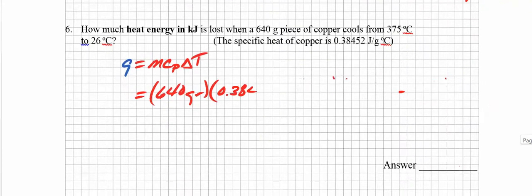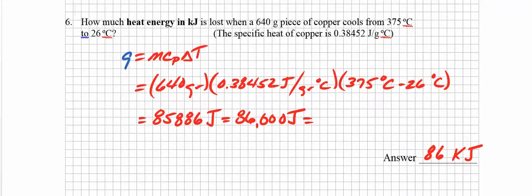Number 6. Here we go. How much heat energy in kilojoules is lost when a 640 gram piece of copper cools this time from 375 degrees Celsius to only 26 degrees Celsius? They give me the specific heat of copper, 0.38452 joules per gram per degree Celsius.